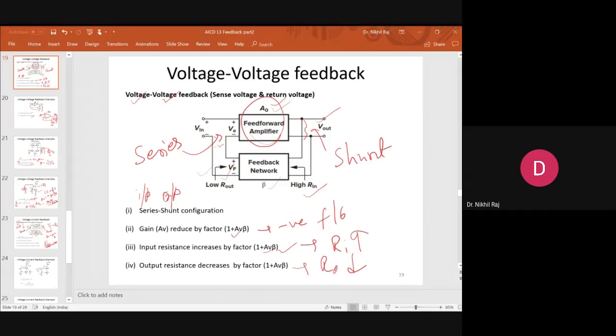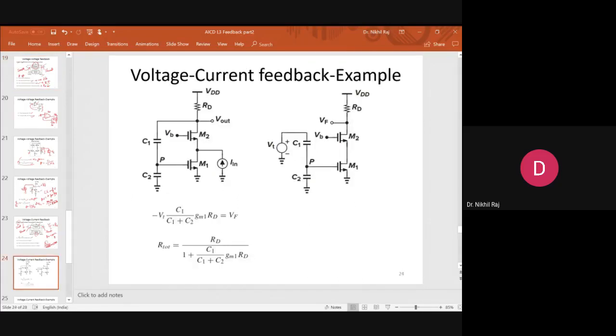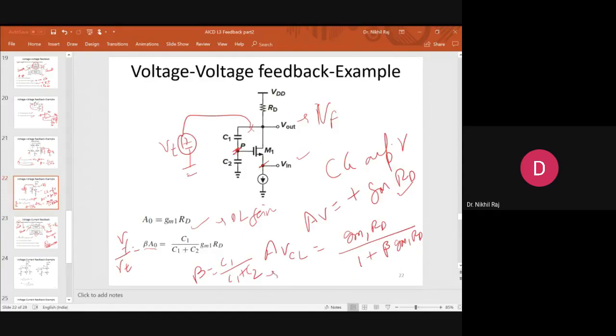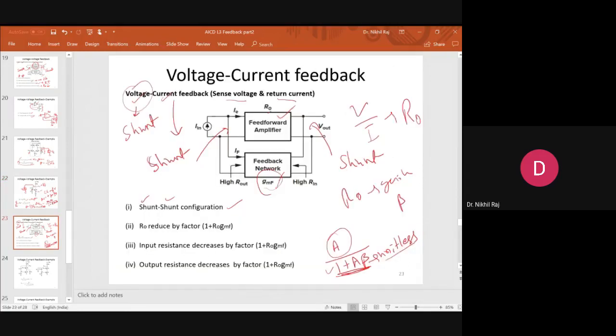No issue in that. Beta should also be a unitless quantity. So here the beta was unitless, because your gain was unitless. But in this case, the gain has unit of ohm, so your feedback network must have unit of mho. Then only it will cancel out.